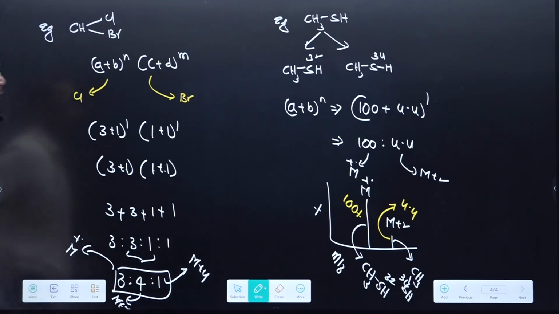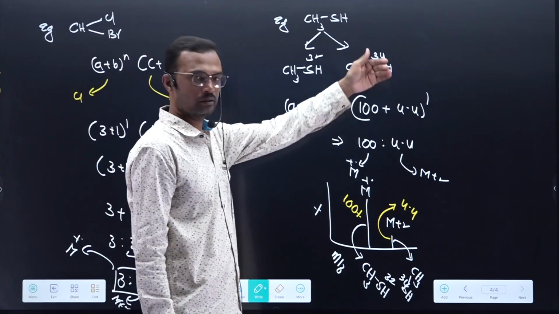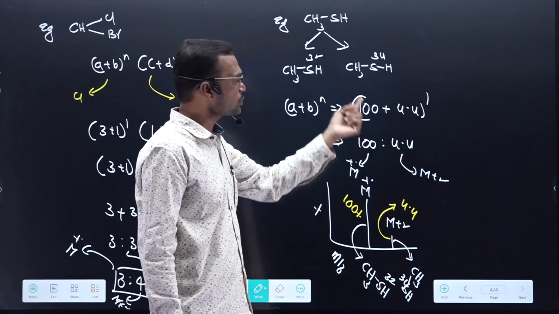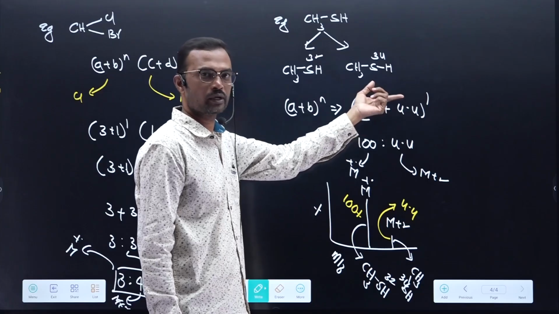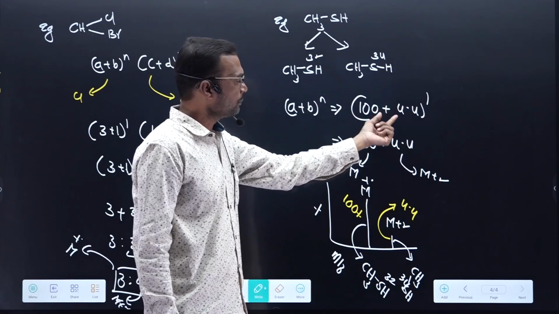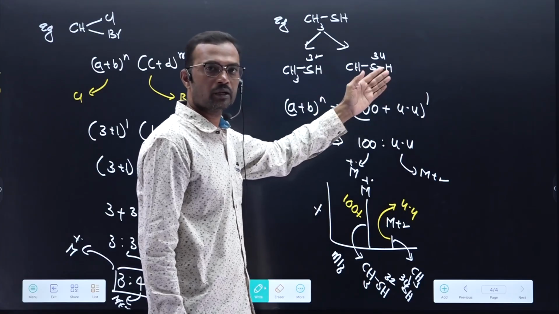So directly you can even take the percentage here. Don't think that every time the fraction value has to be taken. You can take the direct percentage. Even for bromine also, 100 plus 98. That also you will get the same answer. Even for chlorine also, 100 plus 32.5. Even that calculation will give the same answer.